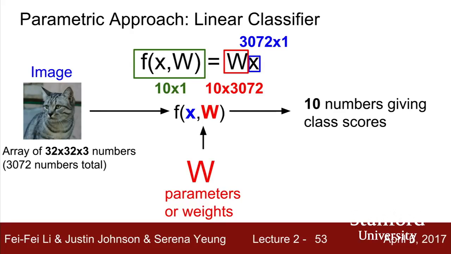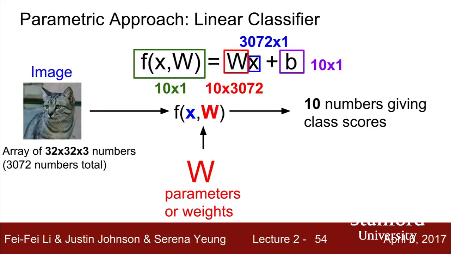So then we're going to take those values and stretch them out into a long column vector that has 3072 by 1 entries. Now we want to end up with 10 class scores, 10 numbers for this image giving us the scores for each of the 10 categories, which means our matrix W needs to be 10 by 3072. So that once we multiply these two things out, we end up with a single column vector, 10 by 1, giving us our 10 class scores.